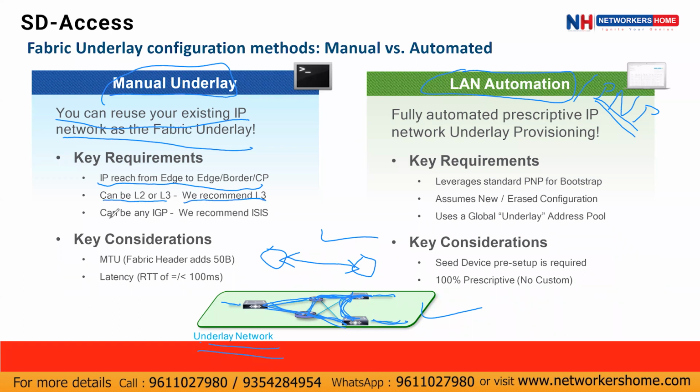Now, as we discussed, it can be L2 or L3. Recommended is L3, but again, the IGP protocol recommended is IS-IS because in case of any failure, we still have IS-IS supporting L2 as well. We just need to consider that the fabric header will add 50 bytes of additional data, so the MTU size has to be 1500, and the latency should be less than or equal to 100 milliseconds. Within a LAN network, I don't think that's a problem, because in a LAN network everything is connected in a single building.